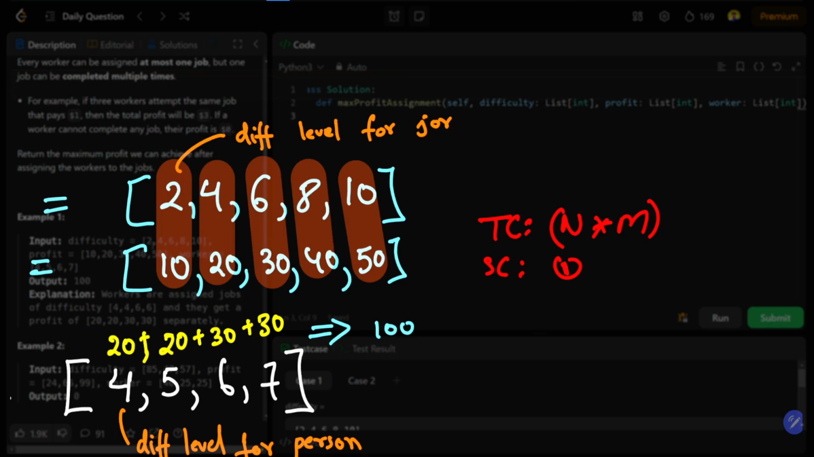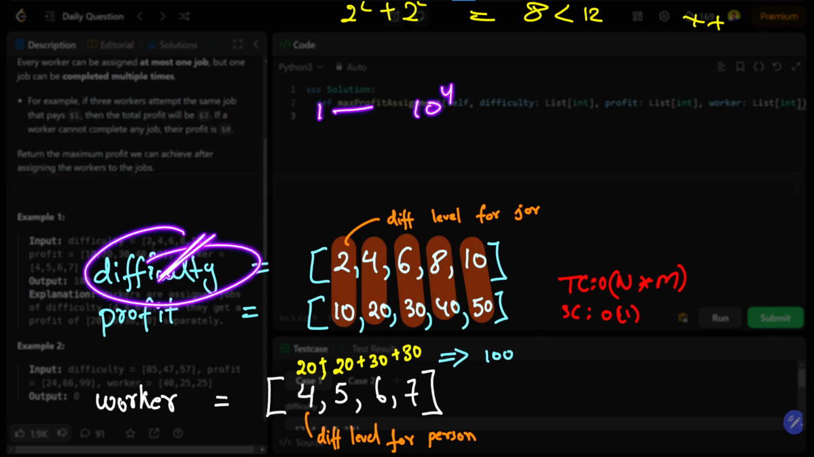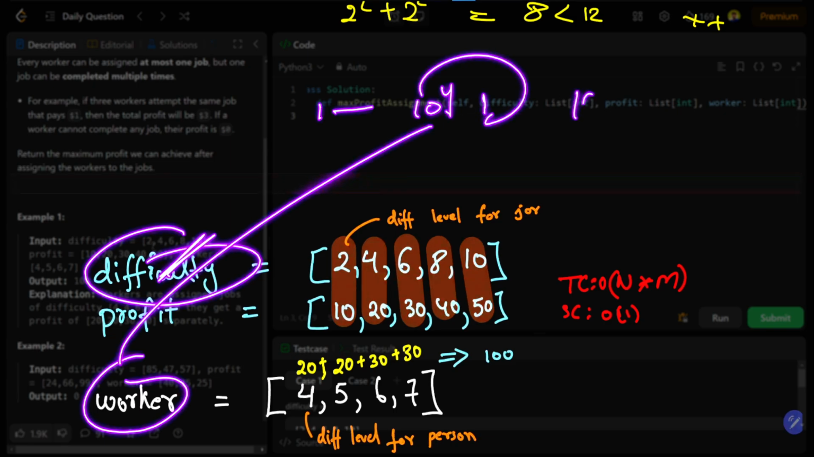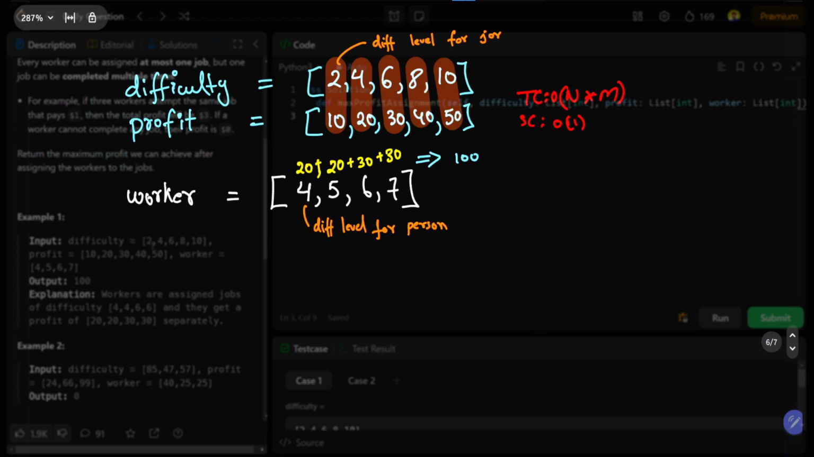So for this case I have used so much time which I cannot afford, because my difficulty level goes from 1 to 10 to the power 4. Worker also goes from 1 to 10 to the power 4, but the elements inside can go from 1 to 10 to the power 5. So in total it can go up to 10 to the power 9, which cannot be done in a single for loop, or you can say a single CPU cycle. So let's optimize this a bit further.